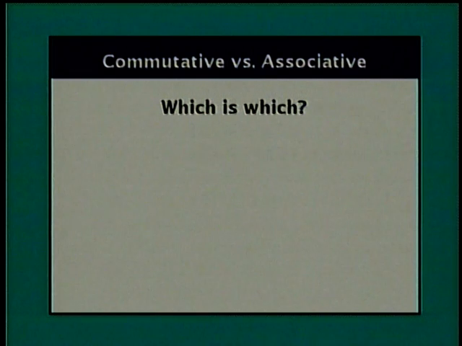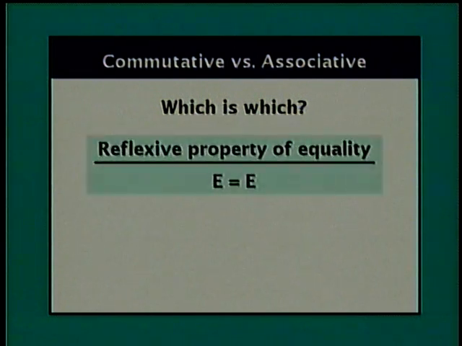This is something that we call the reflexive property of equality. The reflexive property of equality says that any mathematical expression equals itself. The number 3 equals the number 3. The expression 2 minus x equals the expression 2 minus x. This is called the reflexive property of equality.